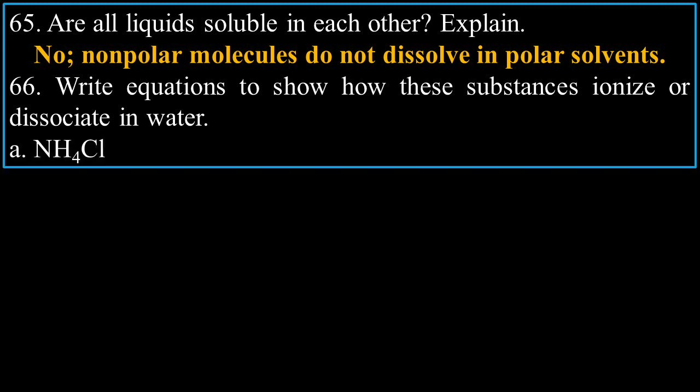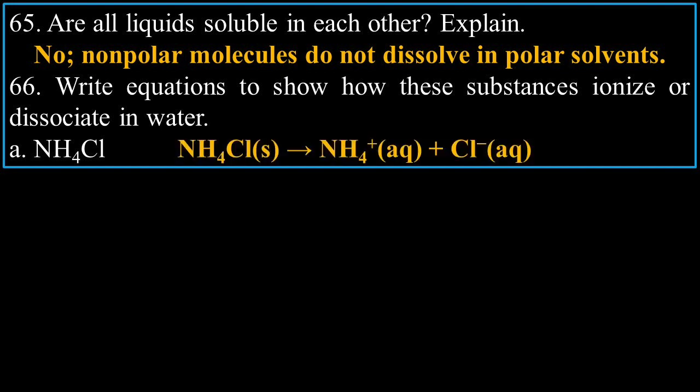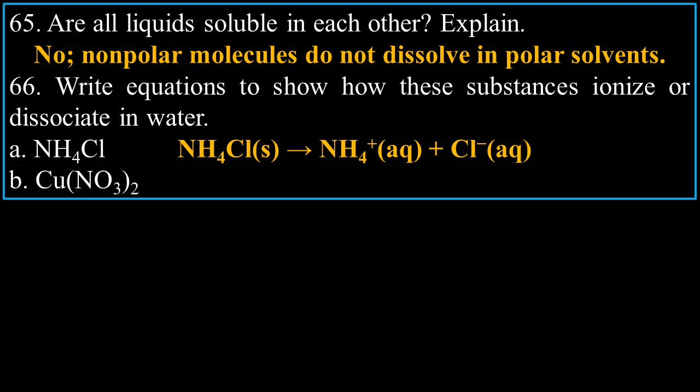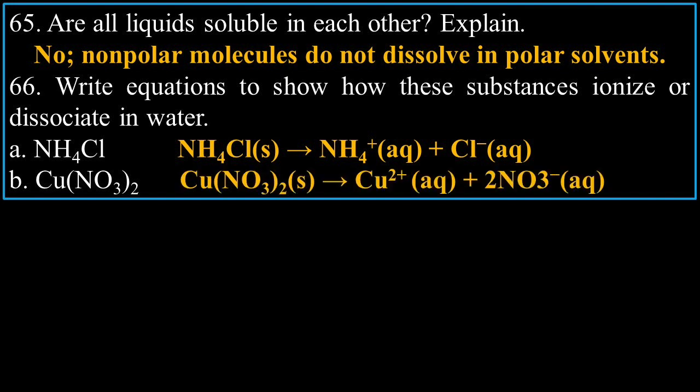Write equations to show how these substances ionize or dissociate in water. This would simply break down into NH4 plus and Cl minus, in aqueous, AQ means aqueous. This would be copper 2 nitrate, which would be copper plus 2, and then nitrate negative 1.